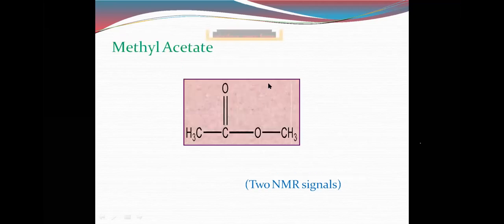Now this is methyl acetate. Students, there is a methyl group near the carbonyl carbon that has a different chemical environment, and another methyl group joined with the ether group, the O. One is joined with the O, another is joined with the carbon. So both have different chemical environments.